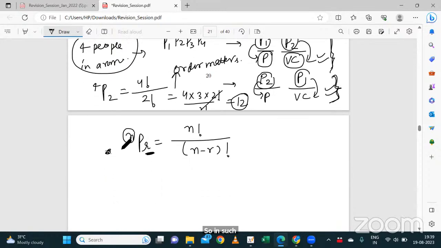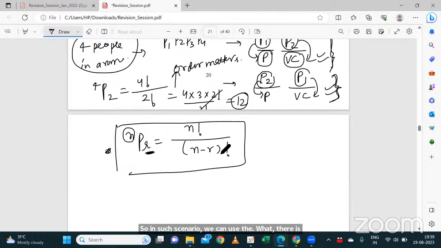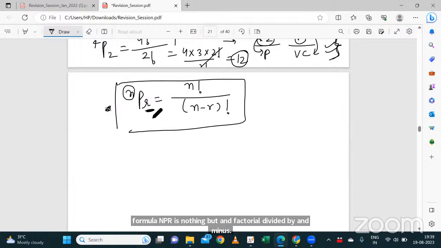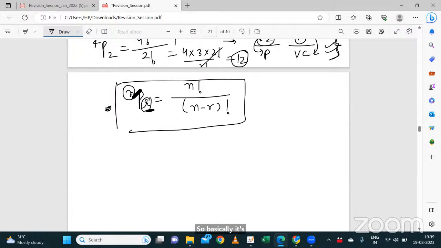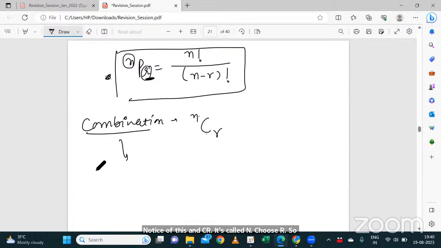What does permutation say? There is a formula: nPr is nothing but n factorial divided by (n minus r) factorial. So basically it's the arrangement of r objects out of n. Next, another concept is called combination. The notation for it is nCr, called n choose r. So combination is used when we are not considering order.